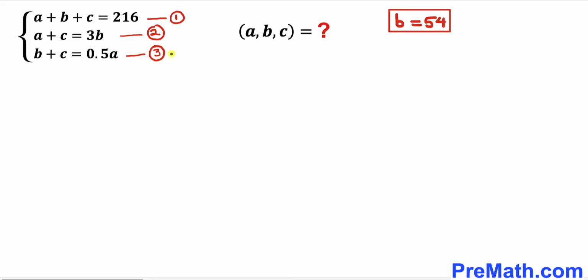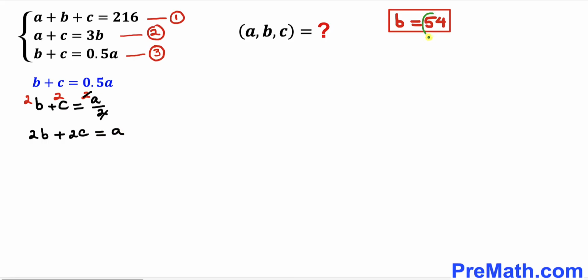And here's our next step. Let's focus on equation 3, b plus c equals 0.5 times a. Now we know that 0.5 can be written as 1 divided by 2. So this equation becomes b plus c equals a divided by 2. Now I'm going to remove this fraction by multiplying by 2 across the board. Here we can see 2 and 2 cancel out. Therefore, 2 times b plus 2 times c equals lowercase a.